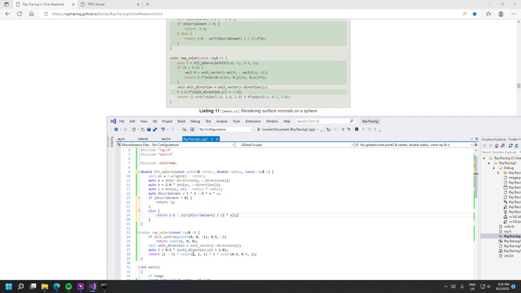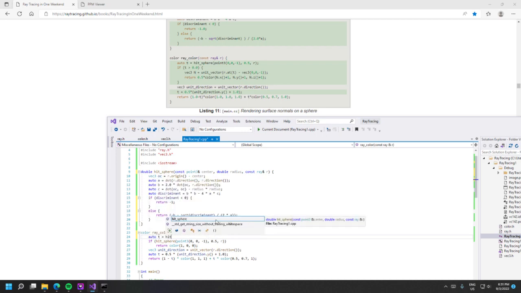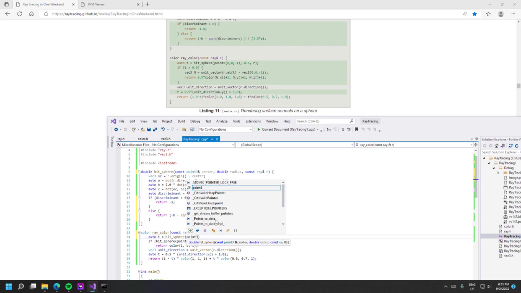Okay, that's fine. And for the ray color, we're going to change the ray color if the ray hits the sphere, I think. Auto t is hit sphere. That's basically what we just changed. 0, 0, -1, I don't know why the point is that. Maybe I forgot some of the parts that's already mentioned, but oh, okay. The center of the sphere is at that point. Okay, that makes sense. And the radius is 0.5.